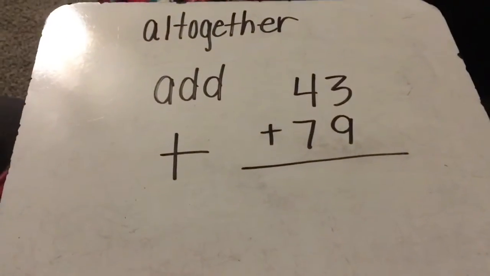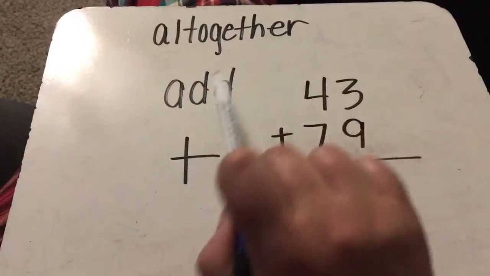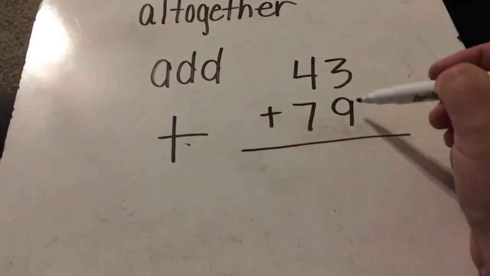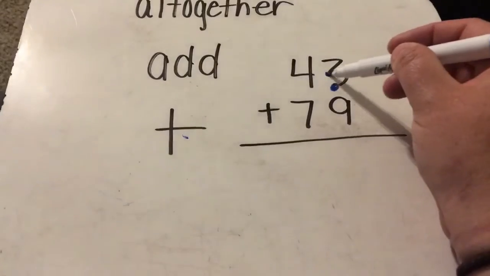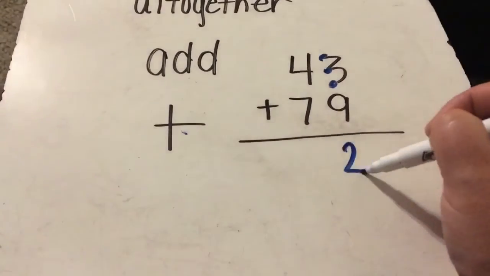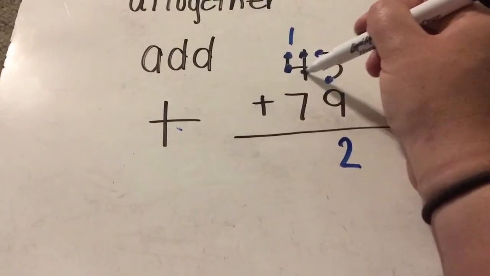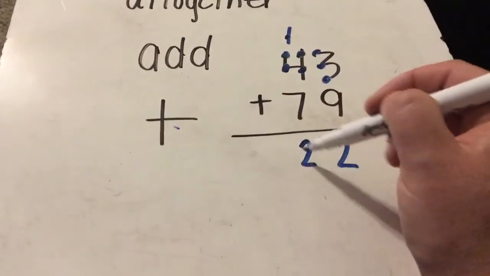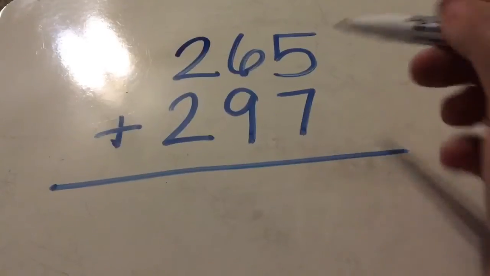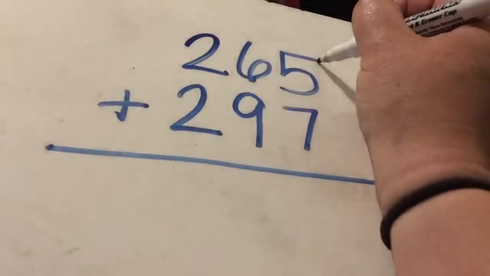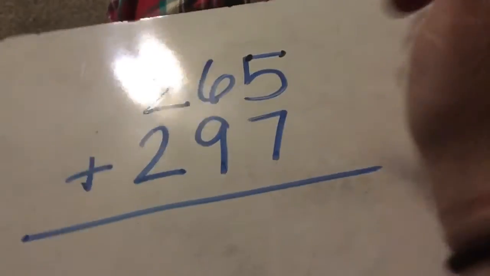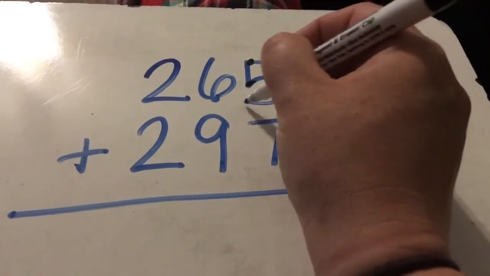All right, I just want to remind you for our last skill here that we have to do is all together means to add. So remember our touch points. 9 plus 3 is 12, carry the 1. 7, 8, 9, 10, 11 plus one more. That one we regrouped is 12. Don't forget to regroup. Again with the touch points, 7, 8, 9, 10, 11, 12.